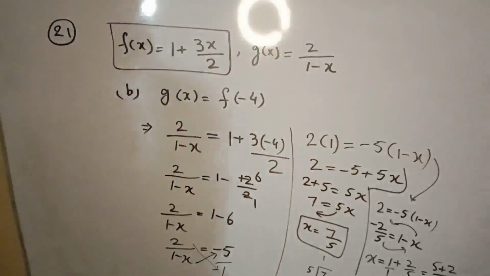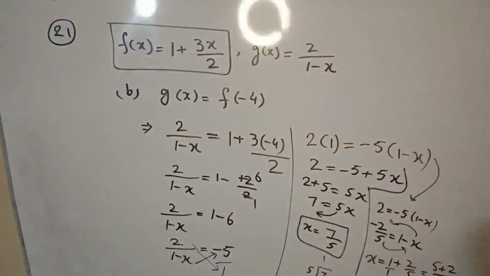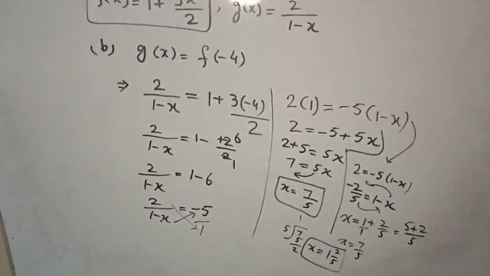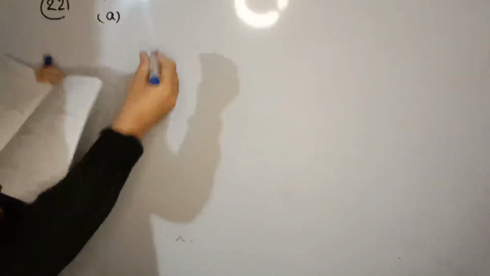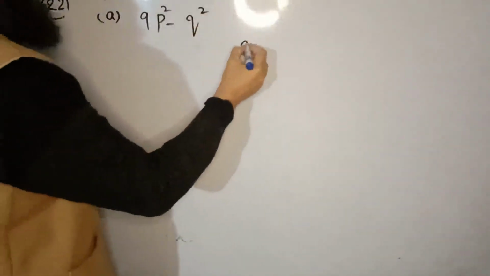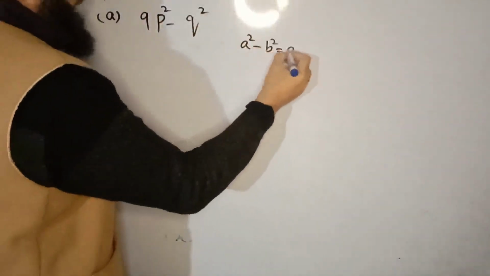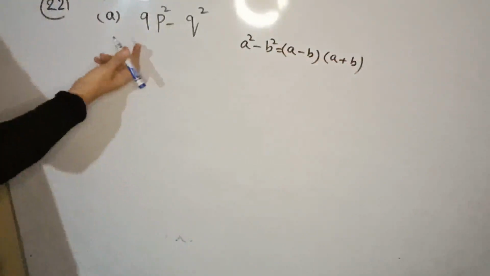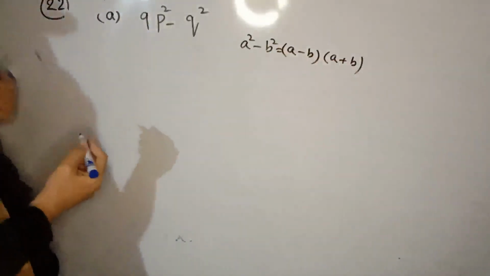So this is how you solve the questions about the functions and these linear equations. Question number 22 is about factorization. The question is, a part is factorize 9p square minus q square. This is actually a square minus b square equal to a minus b into a plus b. This is the formula. So we make it into this form.